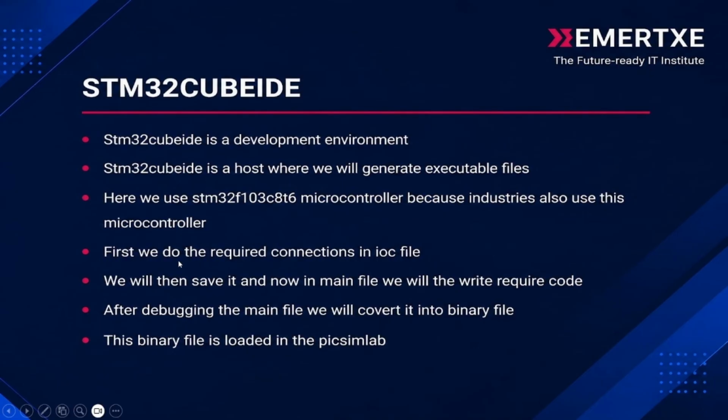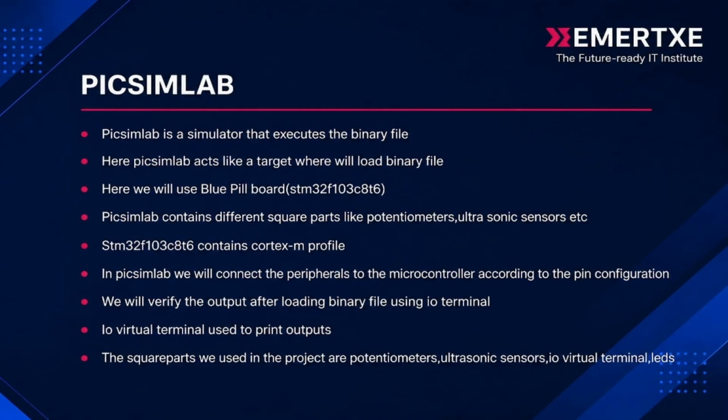First, we do the required connections in the IOC file. We will then save it, and now in the main file we will write the required code. After debugging the main file, we will convert it into a binary file. This binary file is loaded in the PixSim Lab. Now we will learn about PixSim Lab.